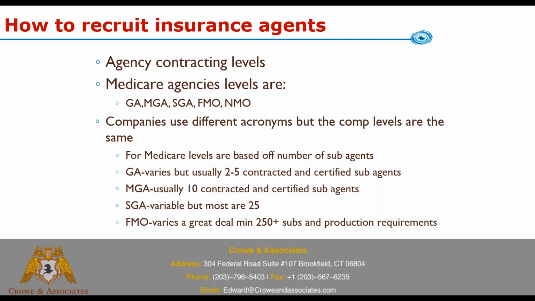So 25 subagents to get to the SGA, and then FMO is a much different ballpark. Even the smallest FMO deals are 250 subs. Some are much higher than that. And you have production requirements. There are also production requirements at the SGA level with some companies as well. But anyway, those in general are your levels when we're talking agency levels for Medicare specifically.